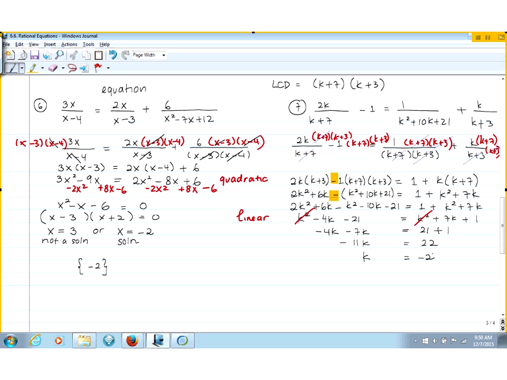Is it a solution? Yes or no? Okay. So yes, this is a solution. So your solution is negative 2.